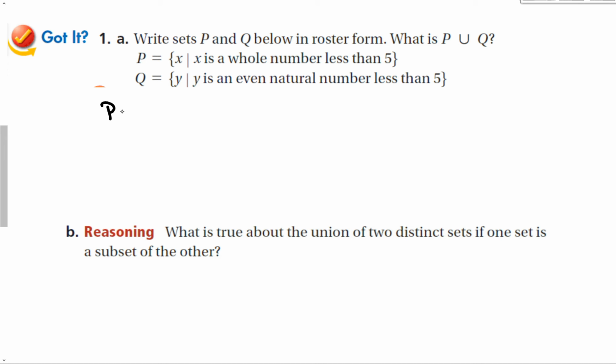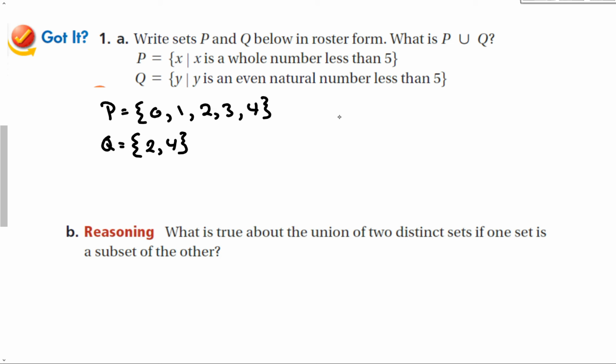So set P is X such that X is a whole number less than 5. Well, remember, whole numbers do include 0. So 0, 1, 2, 3, and 4, but not 5 because it says less than and not less than or equal to. Set Q is Y such that Y is an even natural number less than 5. Okay, well, natural numbers do not include 0. And so the even numbers that are less than 5 are going to be 2 and 4.